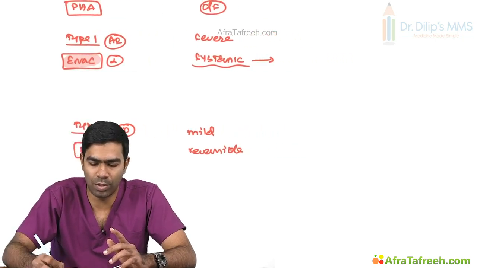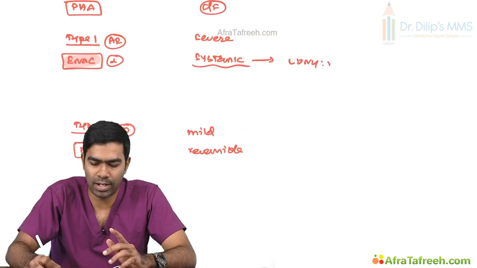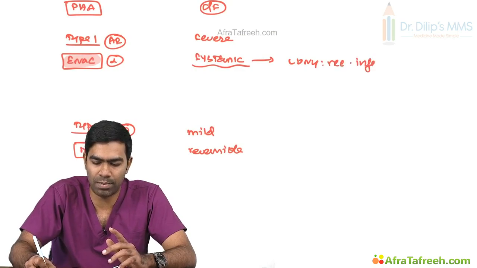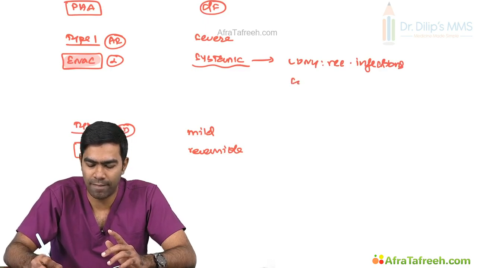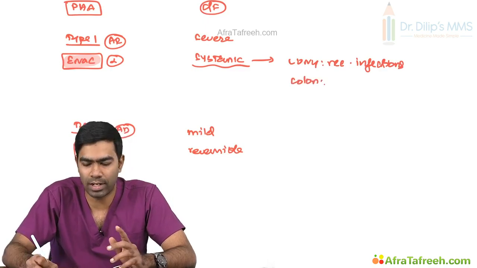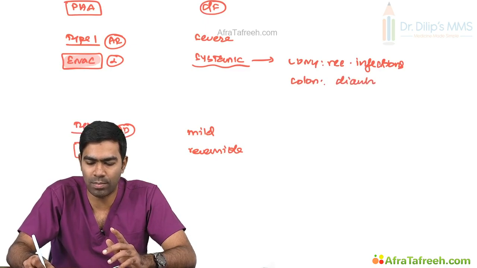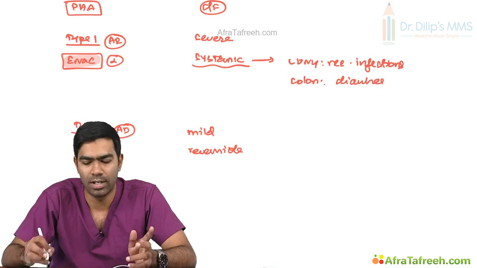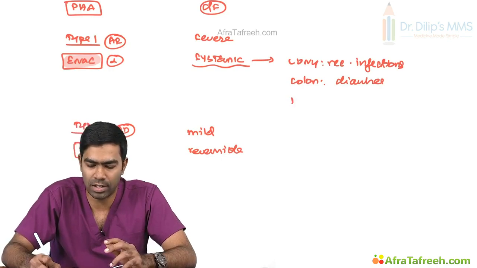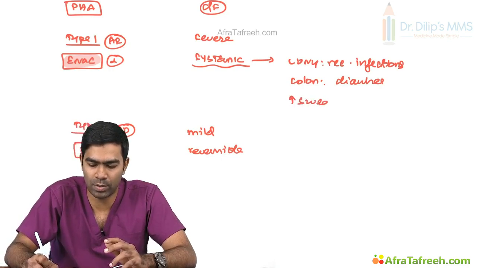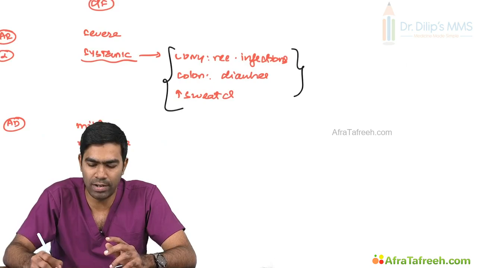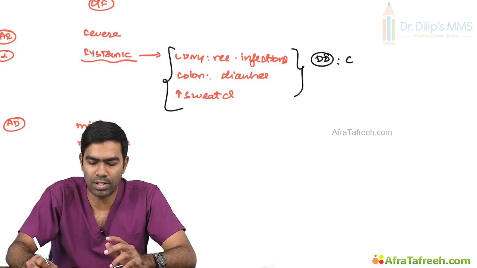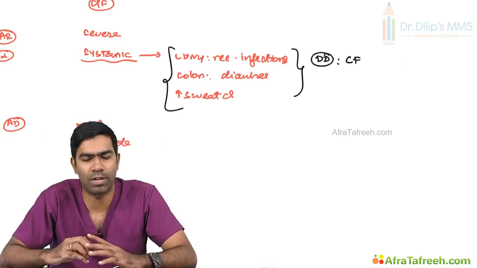Systemic features include lung involvement resulting in recurrent infections, which can predispose to the development of bronchiectasis, and these patients may have colonic issues resulting in diarrhea, because mineralocorticoids are very important for three organs: colon, sweat glands, and kidneys, and they can result in increased sweat chloride levels as well, which also means that a very, very important differential diagnosis for this PHA type 1 is cystic fibrosis, which can have almost similar findings.